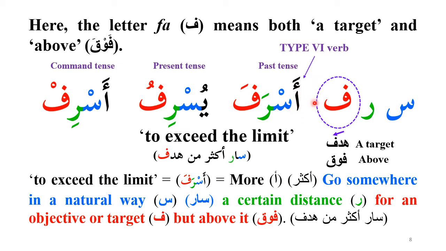For example, kabir means big and akbar means bigger, right? More. So you can easily see this. This is sara and hadaf and asraf, right? Asrafa means to exceed the limit, to go above. And notice also that fauqa means above, right? So usually you can easily find meaning like this, which will be associated with the meaning of the word. And once you understand this, the whole of the Arabic language will become very easy to you.